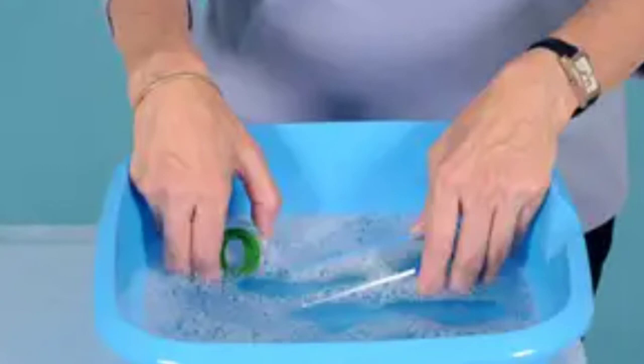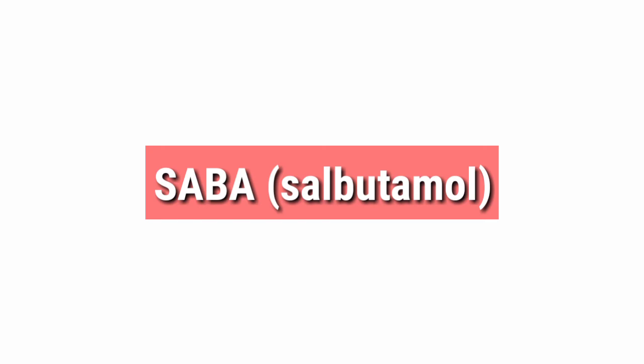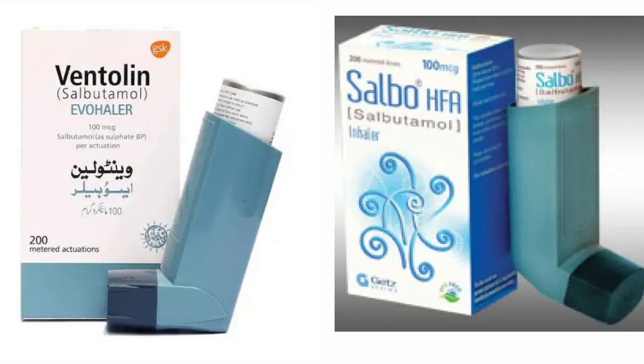So now we will discuss which drugs are available in Pakistan and how we are going to give them as per the protocol. This is very important. SABA, that is short-acting beta agonist, is most commonly given in the form of two drugs, Ventolin, available as the Ventolin inhaler, and the Salbo inhaler.